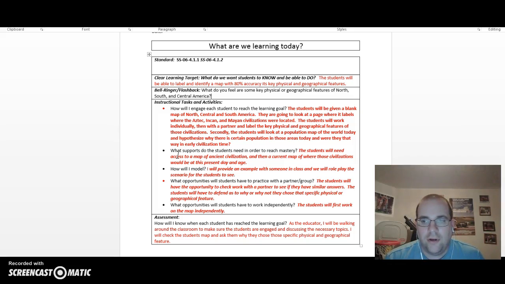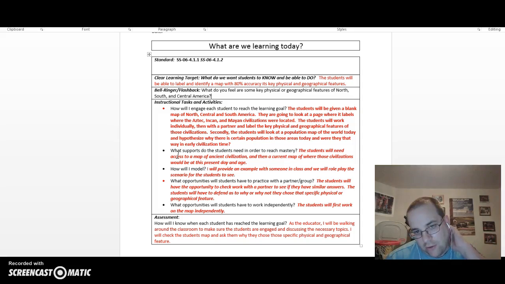And what you're going to do is individually work on this for a little while, roughly about 10 to 15 minutes, and then you're going to partner up with somebody and see if you have similar answers or see if you might have some that are a little different. What I'm really looking for are 10 physical or geographical features for you to identify and label. And then you're going to have to give justification as to why you chose the ones that you did.